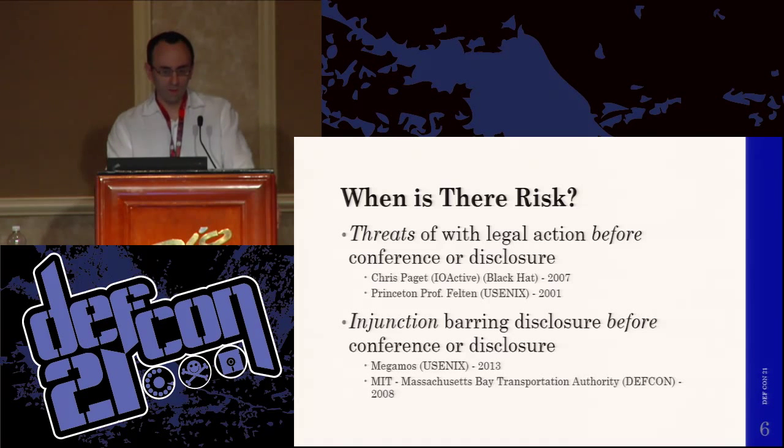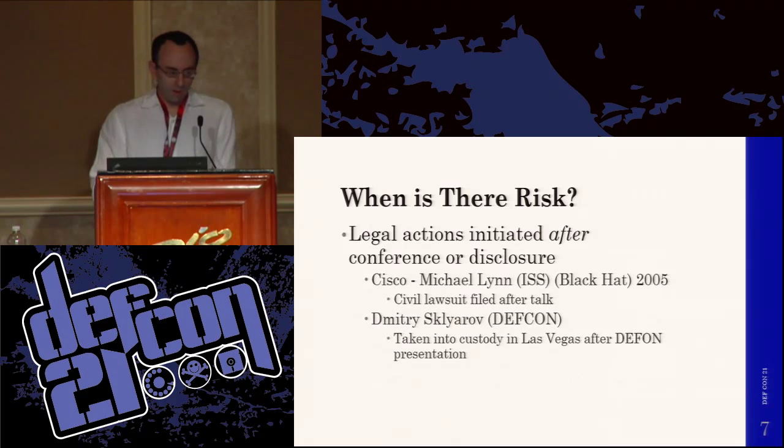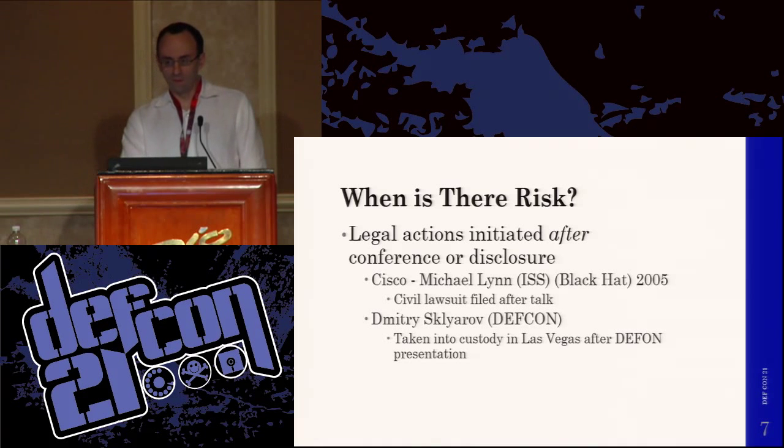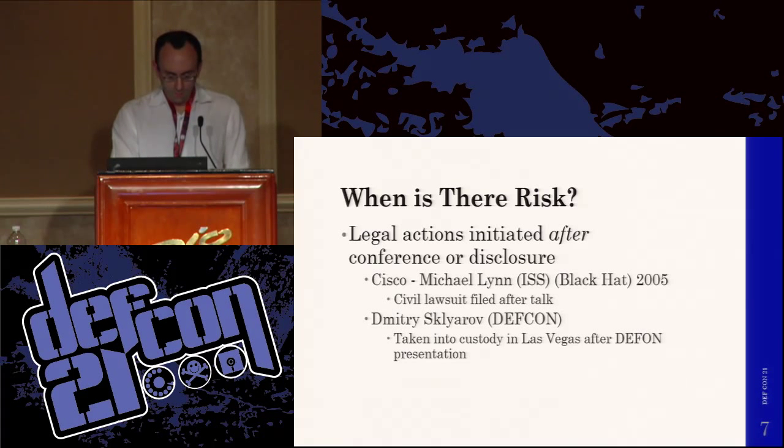One, there can be a threat of legal action before you go to a conference or make this disclosure. There's some examples listed here. You might be the recipient of a legal action seeking an injunction barring you from disclosing something before a conference. So we now move from merely saber rattling to an actual lawsuit being filed against you. And then there's the possibility of a legal action being initiated against you after you make the disclosure. And these are all real examples. Declan McCullagh of CNET and his colleagues have written some very interesting articles that go into more detail about some of these cases. I would recommend them to you most definitely.